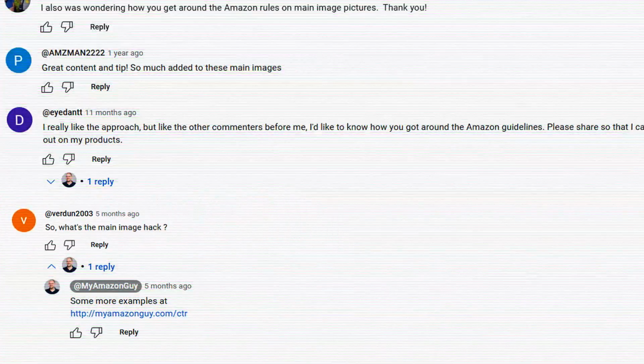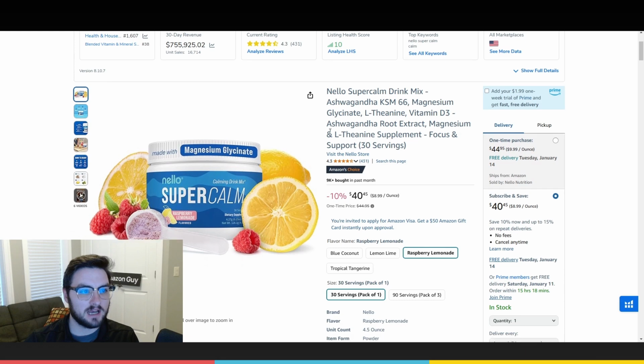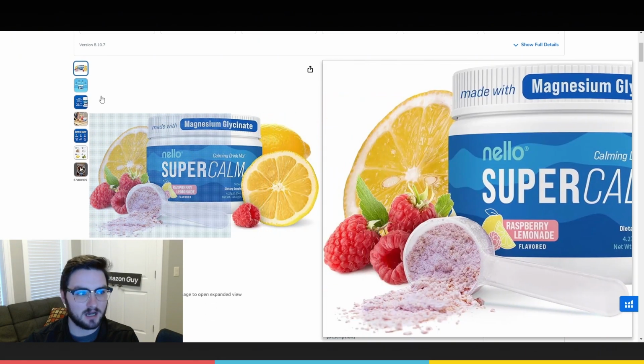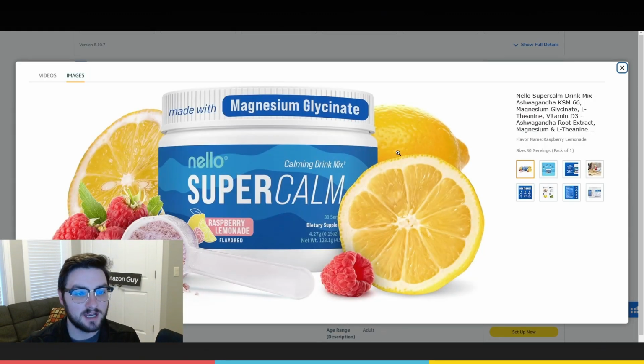A main image hack is essentially adding extra flair to your main image to improve your overall click-through rate. This can be done by adding specific text to a box. It can be done by adding fruits to a page or anything like that. If we take a quick look at some of the products on Amazon, you'll see something like this. A lot of products have a couple of very key things in their main image. First and foremost, you will notice they have fruit all surrounding the product.